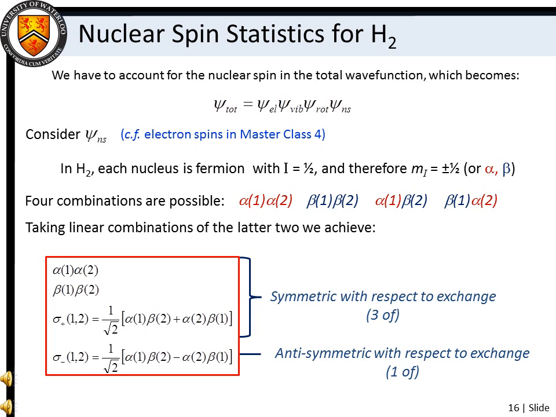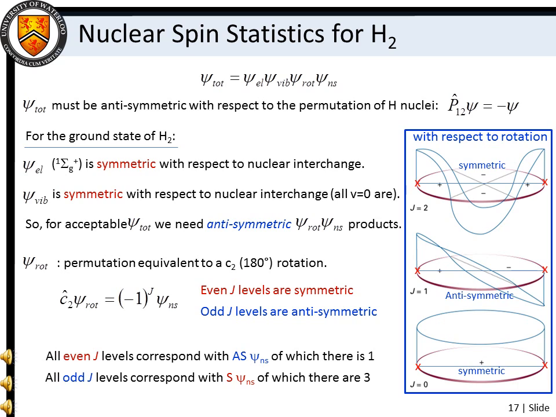Thus we see there are four possible orientations of the two hydrogen nuclear spins: both alpha, both beta, alpha-beta, or beta-alpha. By taking a linear combination of the latter two spin functions, we see that there are three nuclear spin wave functions that are symmetric with respect to nuclear exchange, and one that is antisymmetric with respect to nuclear exchange. This, of course, is the same treatment that we use to describe electron exchange in Master Class 4.